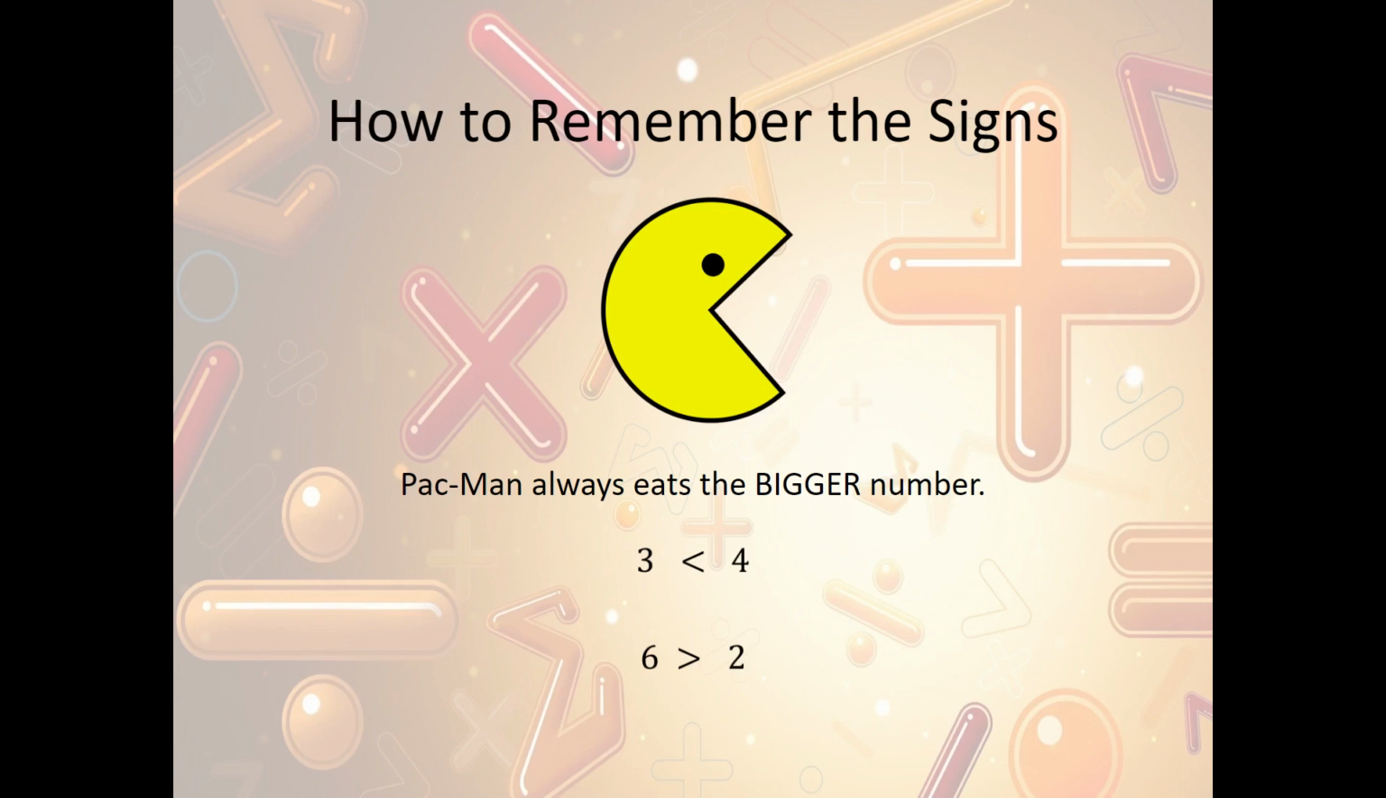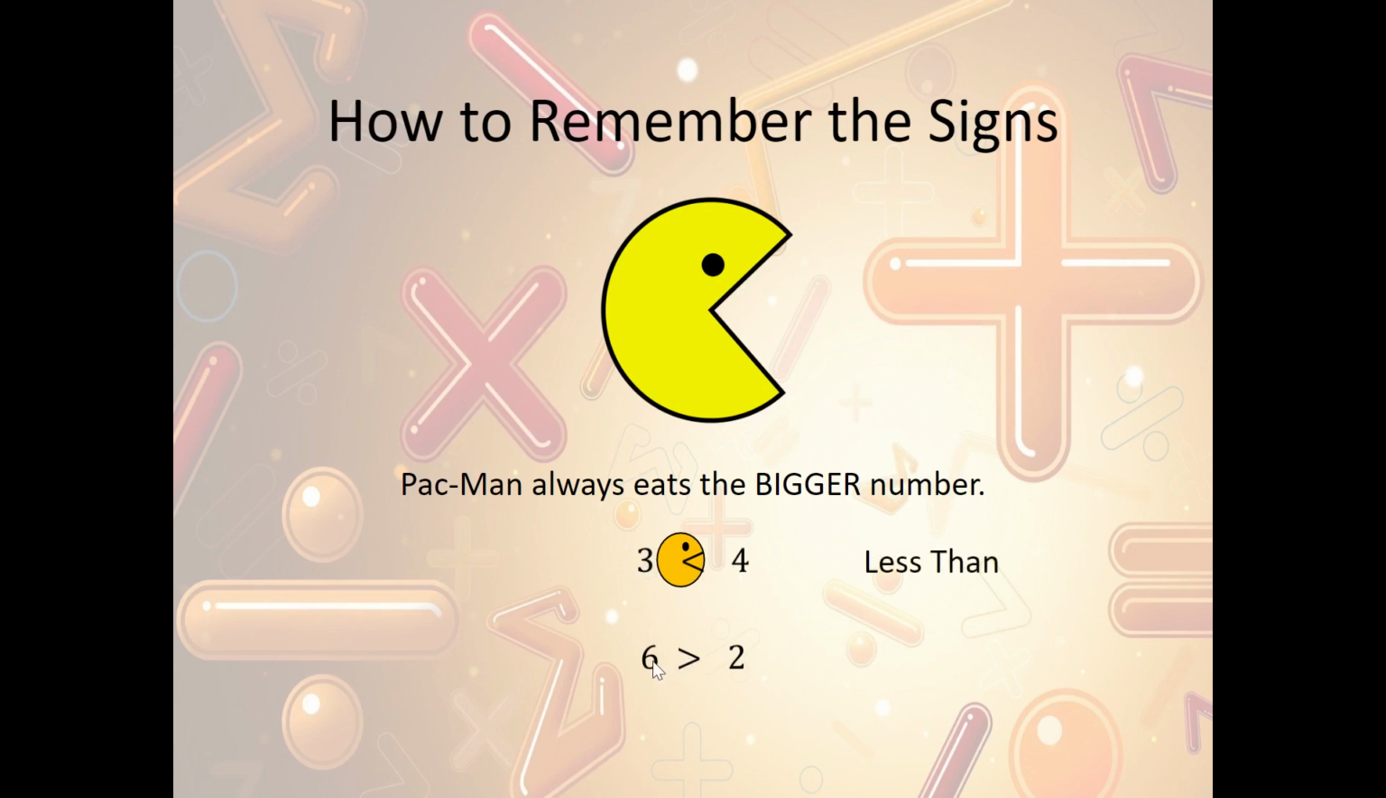So if Pac-Man is always eating the bigger number, then we can recognize the way that we can state the symbols. For instance, we have 3 and then this symbol and 4. Well, Pac-Man eats the bigger number, so if I draw Pac-Man on there, I can see that his mouth is eating this side here, which means this is the bigger number. So this number is greater. Well, we always read it from left to right though. So that means if this number is greater, this number's got to be smaller.